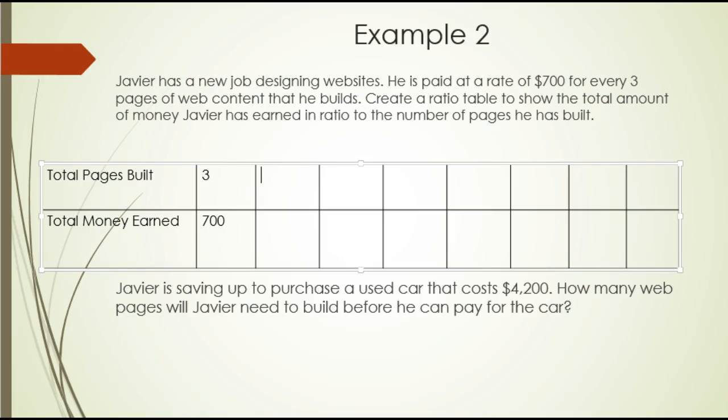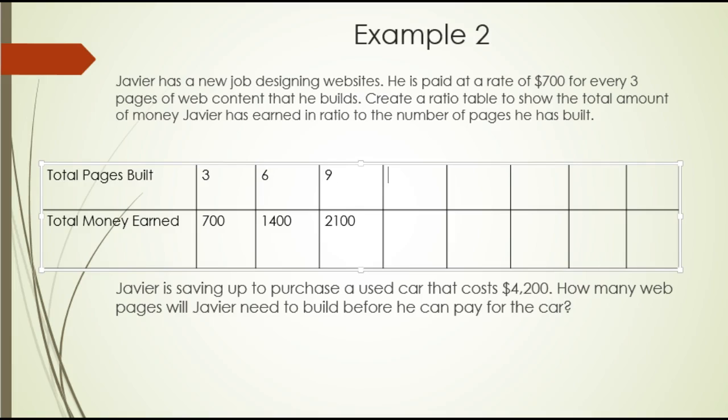If I take and multiply both numbers by 2, I get 3 times 2 is 6 pages. And he will receive $1,400 because 700 times 2 is 1,400. 3 times 3 gives me 9. And if I do 700 times 3, I get 2,100. So if he builds 9 pages, he will receive $2,100.